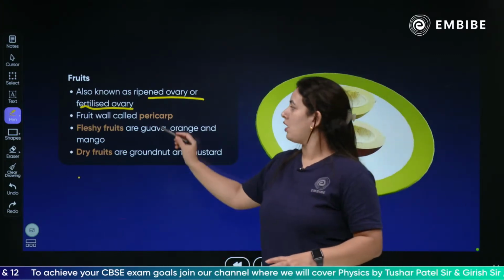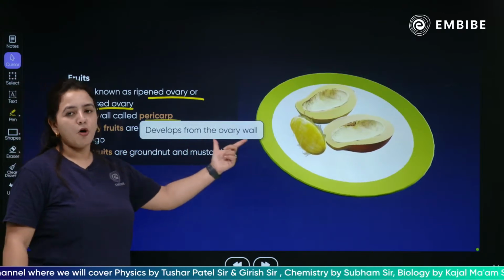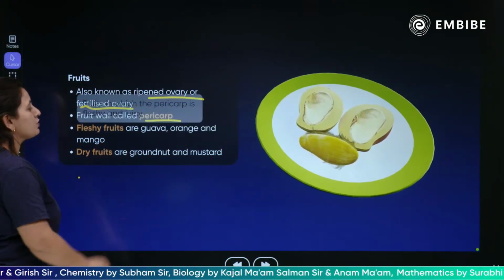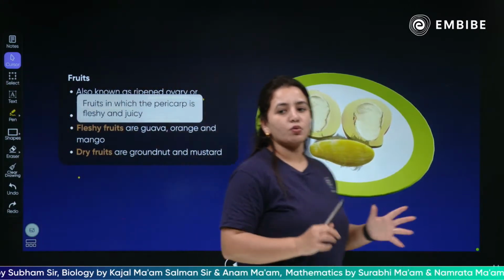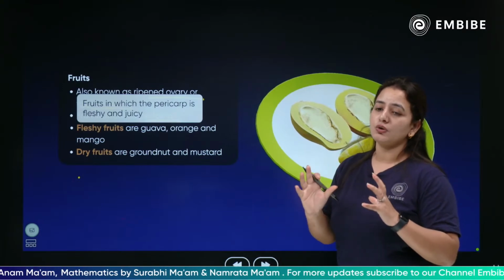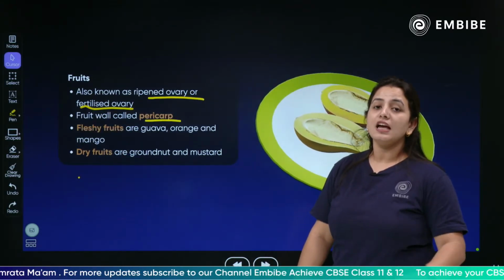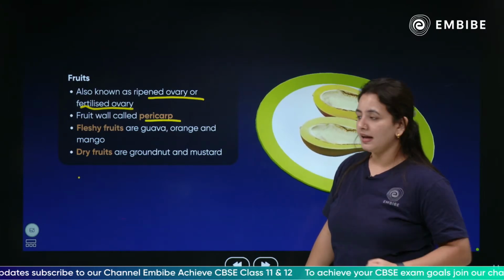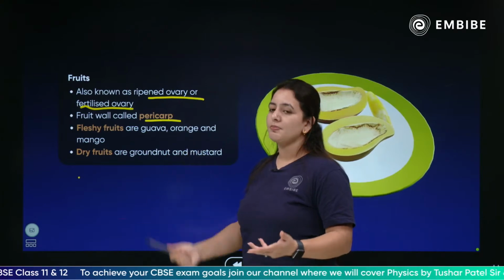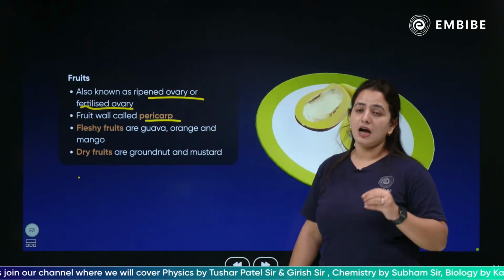The fruit wall is called the pericarp. What is a pericarp? The pericarp is the outer wall, the ovary wall. We have fleshy fruits. All of you know what fleshy fruits are. A fleshy fruit is one in which the pericarp is fleshy and juicy. Next are the dry fruits, in which the pericarp is completely dry. Examples are groundnut and mustard. Examples of fleshy fruits, which you already know, are guava, orange, mango. In these the pericarp is juicy and fleshy, and in dry fruits the pericarp is very dry.